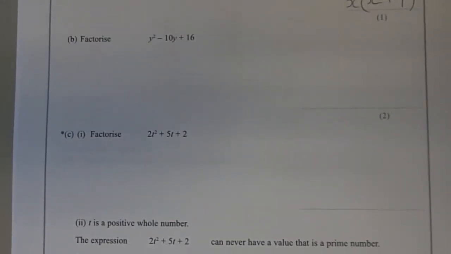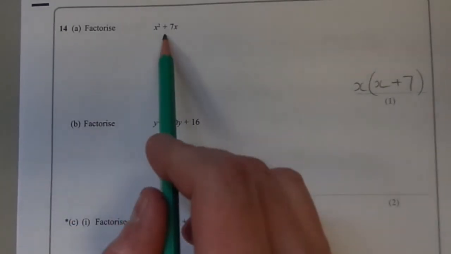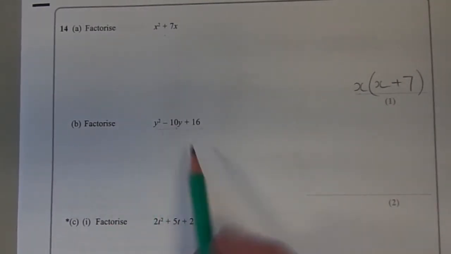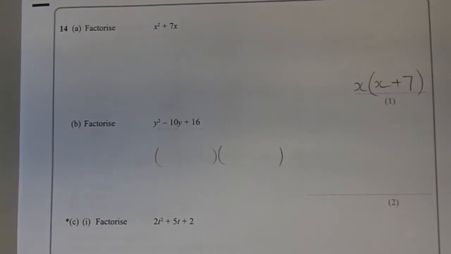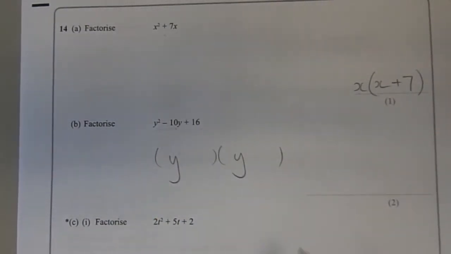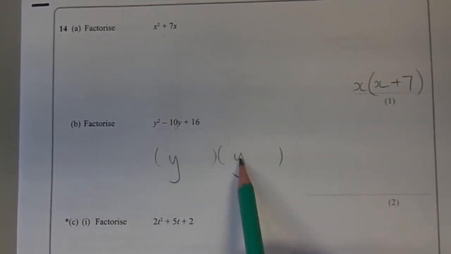Part B. The difference between this quadratic expression and this quadratic expression is that this one has 3 terms. This is going to have to go into a pair of brackets. Here's going to have a y in. Think about expanding this, multiplying everything out. The y times the y is where the y squared is going to come from.